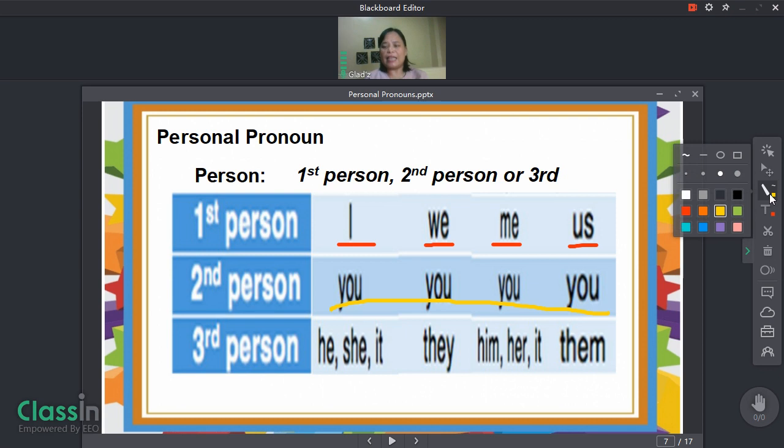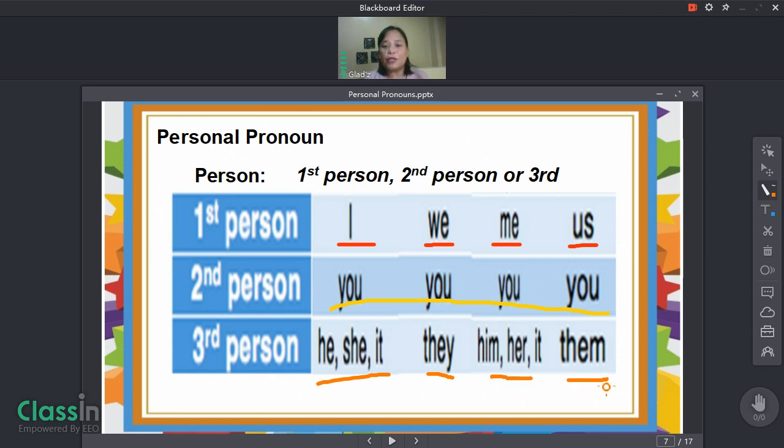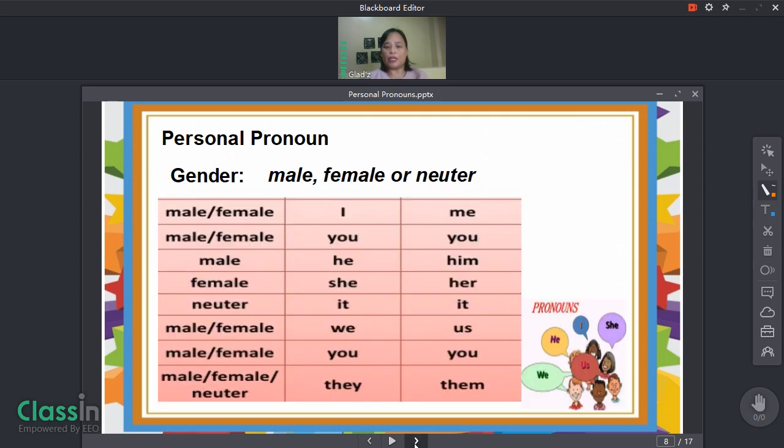And then for the third person, we have he, she, it, they, him, her, it, and then them. So these are the pronouns that we can use under the third person, referring to the person whom we are talking about.